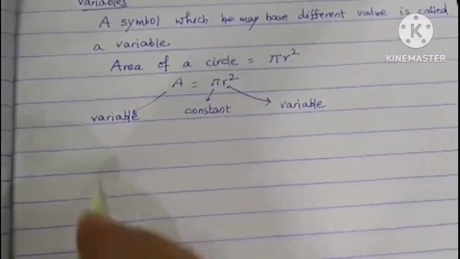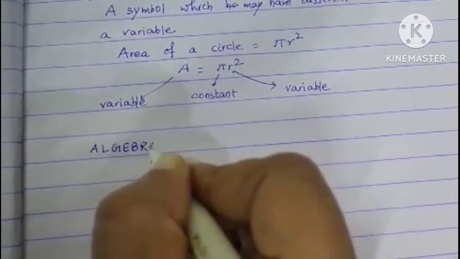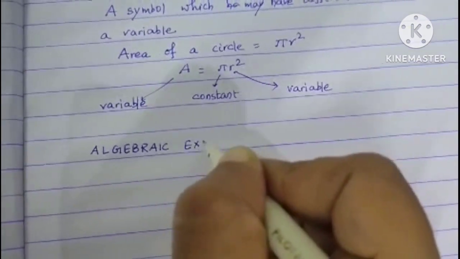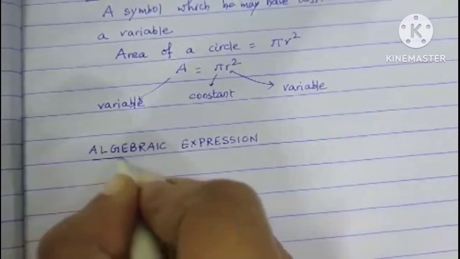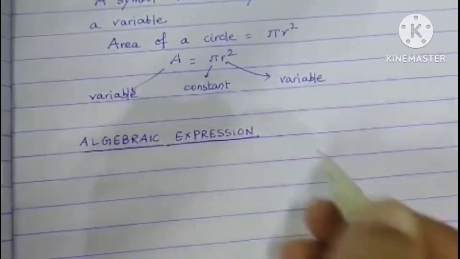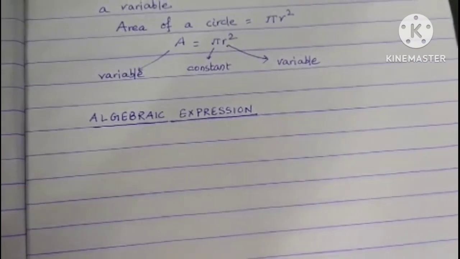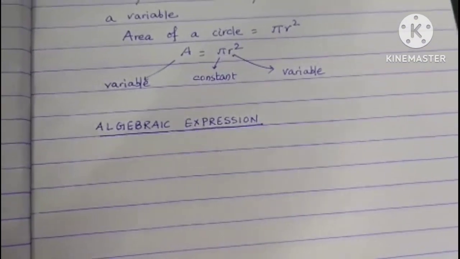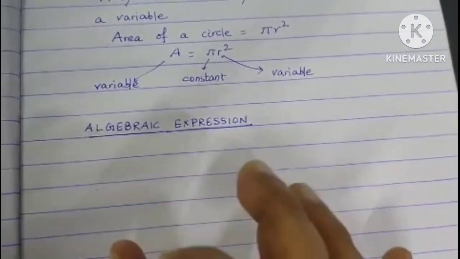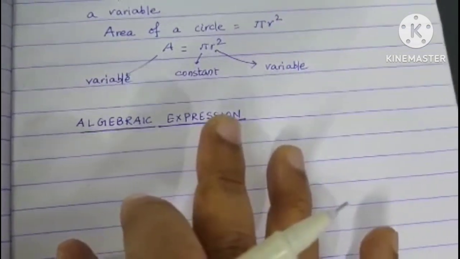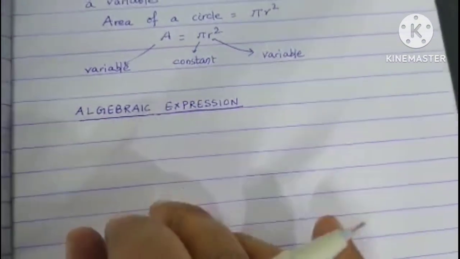Now let us understand what is an algebraic expression. Although we know these things, let us revise, because if you understand this term then the chapter will be easier. So what is an algebraic expression? This is actually a combination of constants and variables. When constants and variables are added, multiplied, or used with any mathematical operations, then that expression is called an algebraic expression.